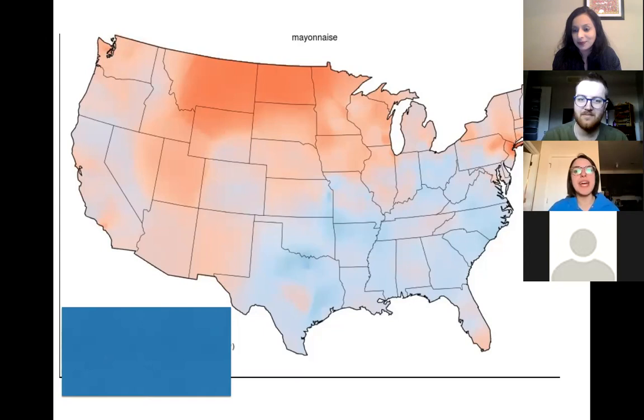Sure. Okay. You can see Kansas is kind of divided. So we're kind of in the reddish, bluish area. So depending, I think Wichita is in the blue. So what do you think that is? What do you think? Is it two syllable, three syllable, or just mayo?